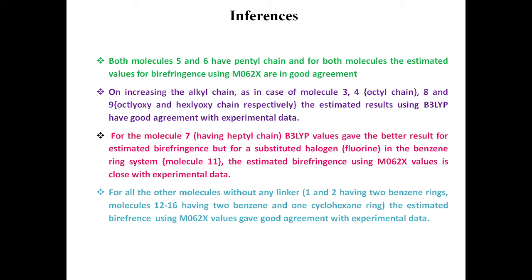For all the other molecules without any linker, molecules 1 and 2 have two benzene rings, and molecules 12 and 16 have two benzene rings and one cyclohexane ring. The estimated birefringence using the M06-2X value gave good agreement with the experimental data.